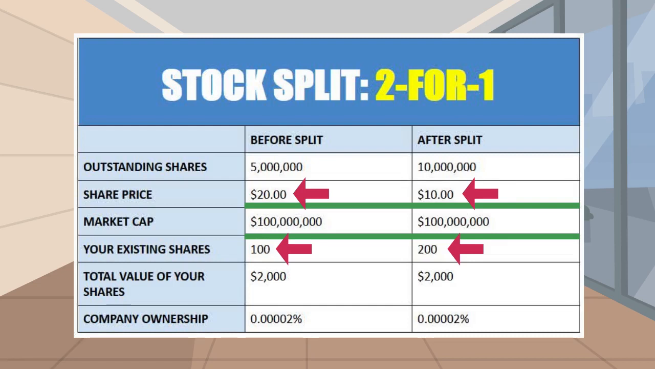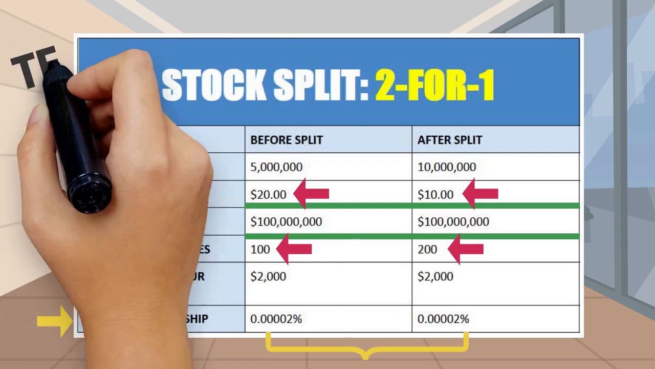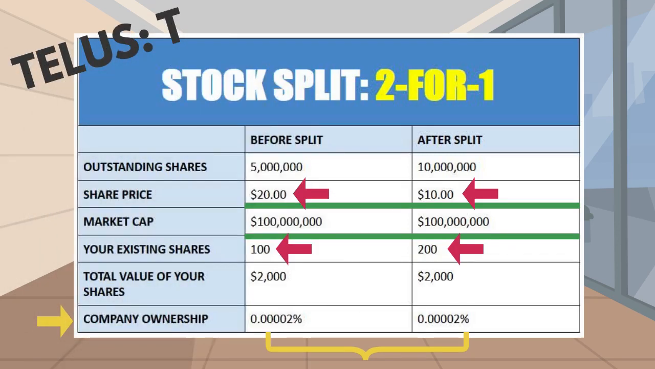Even though there are more shares to buy, as an investor, your stake in the company remains unchanged, as does the company's balance sheet, as you can see here. A recent example of this would be TELUS, which in March just went through a 2-for-1 stock split.